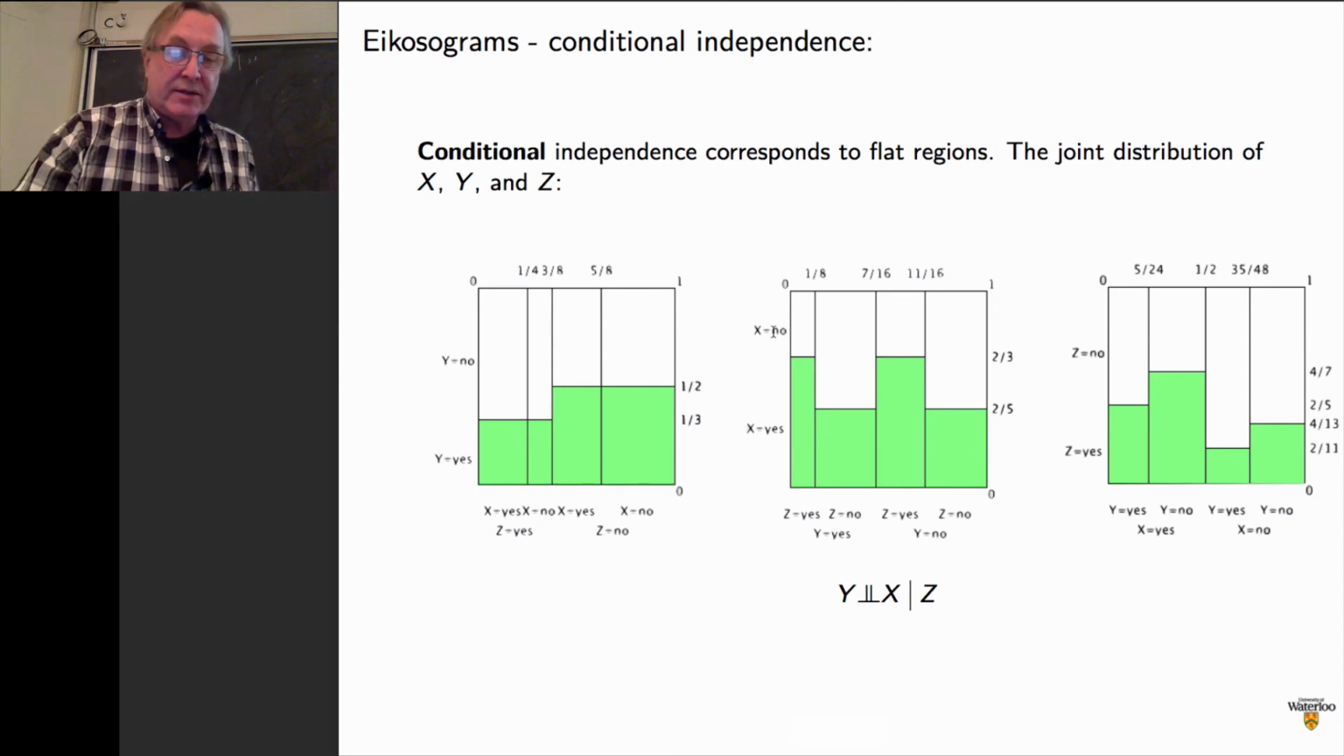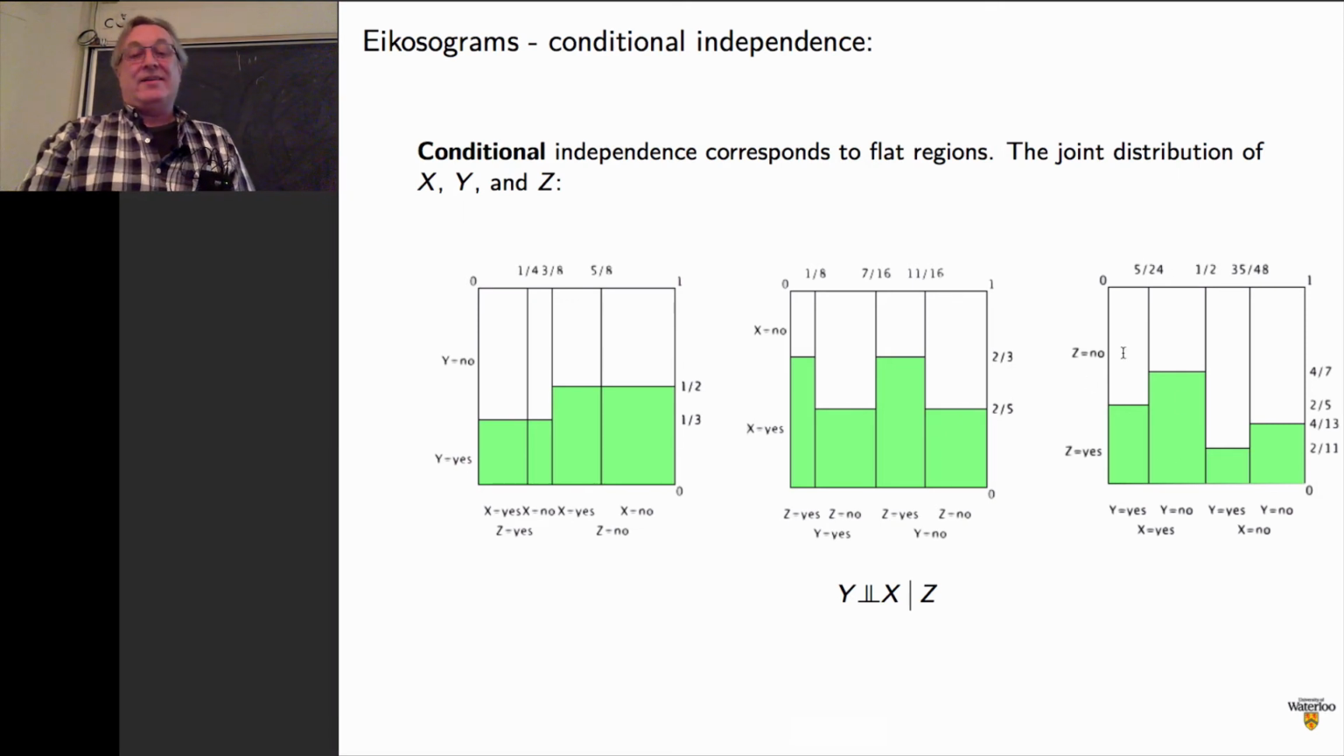So if I have X on the vertical axis, you'll see Z is yes on the leftmost and the third one in. So those are the same height. It's a little harder to detect the flatness there. And similarly, those are the same height. So that's reflecting the same conditional independence.